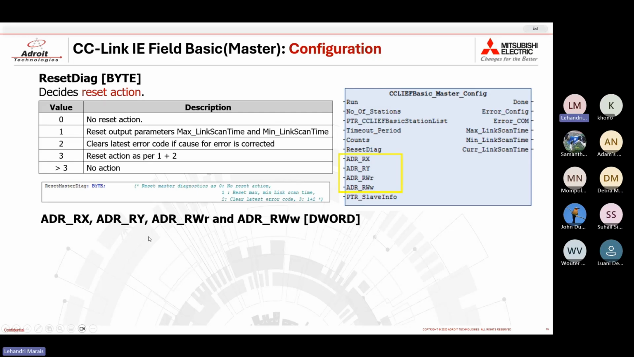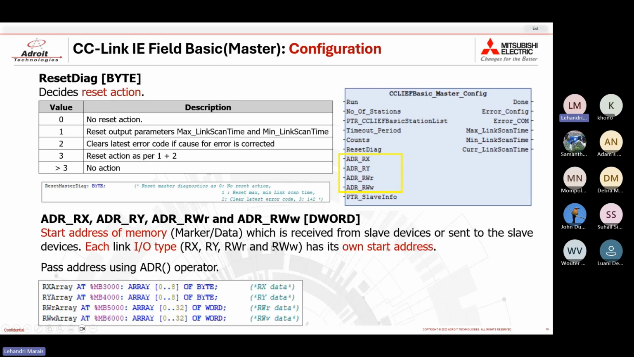So the next few inputs is where we declare what addresses our link IO, or our data transferred between the master and the slave, will be stored. As I mentioned, this is done by your user. This is user defined, and you can define this within your marker or marker memory area, which is denoted by the %M.